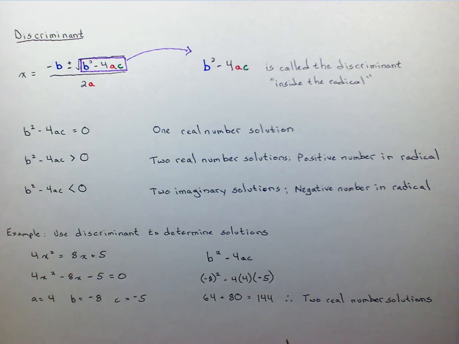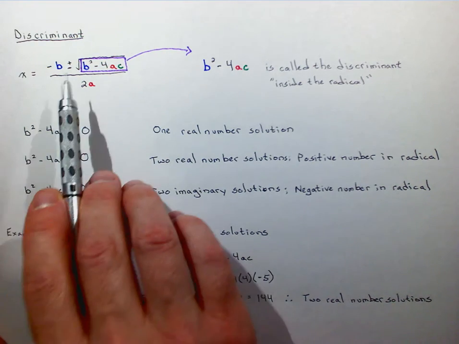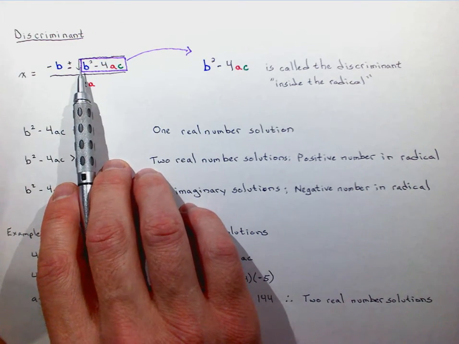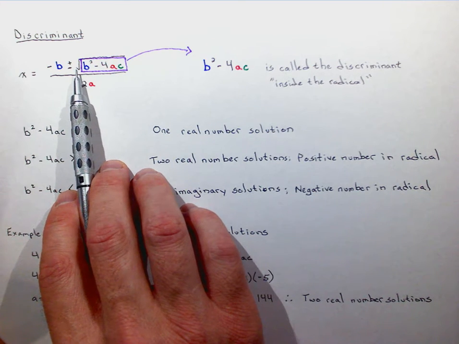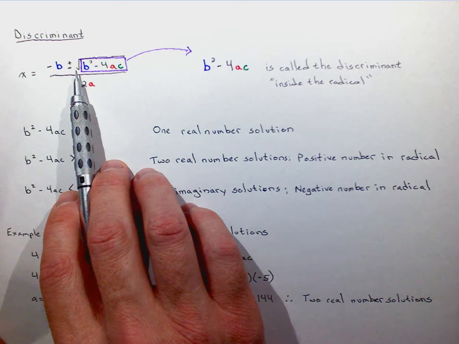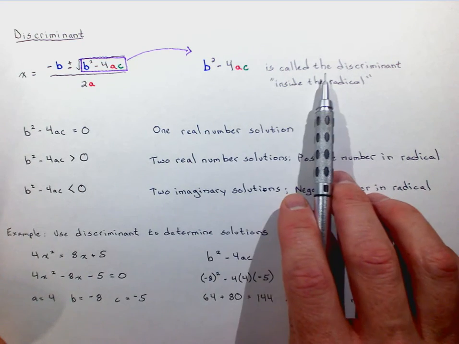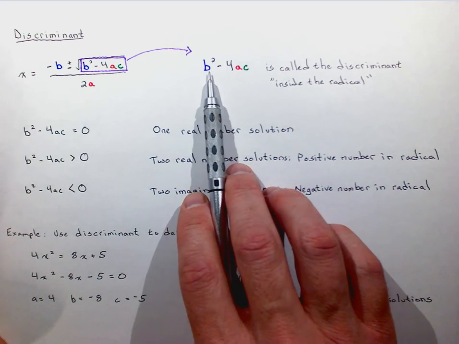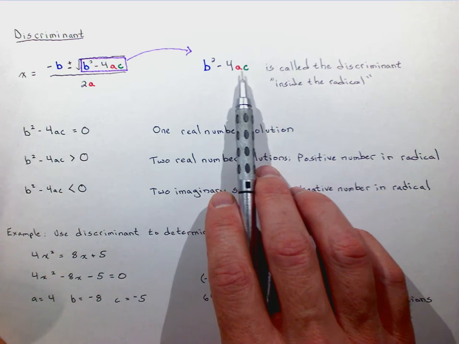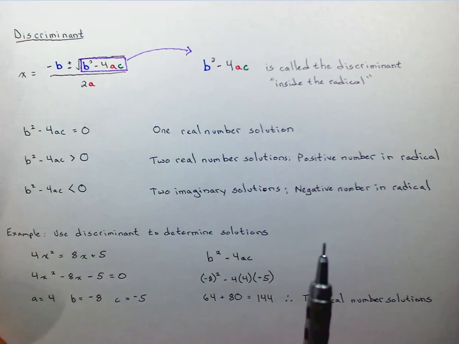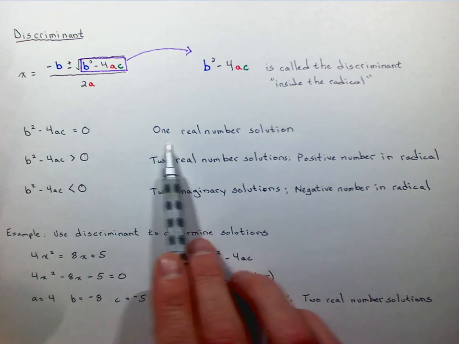Hello, we're going to talk about the discriminant. The discriminant is the portion under the radical in the quadratic formula. The discriminant is simply b squared minus 4ac. And what we use this for is it will tell us what solutions we're looking for.